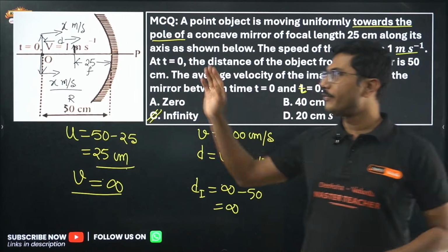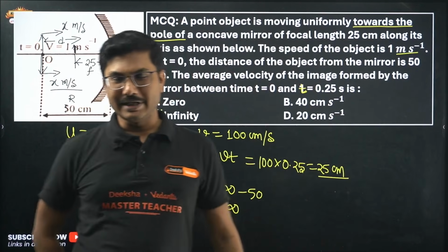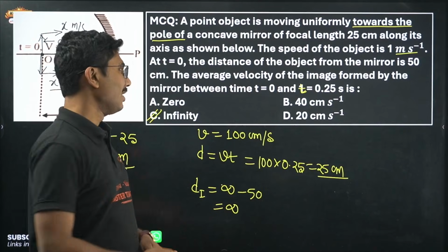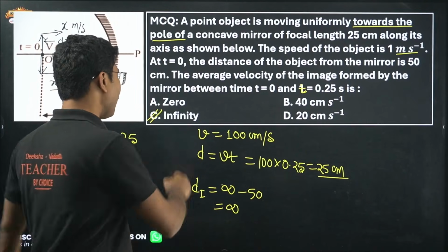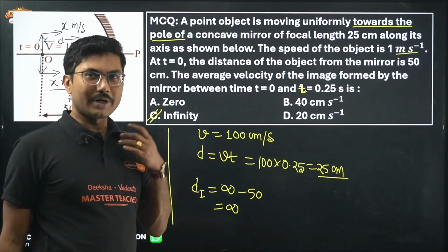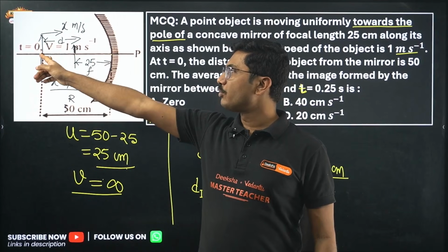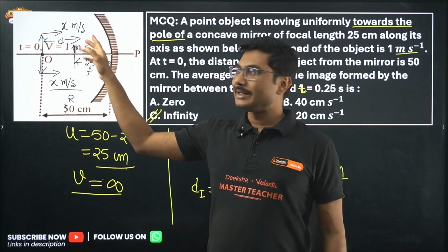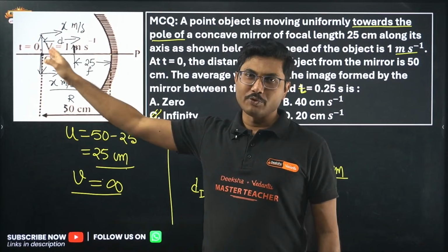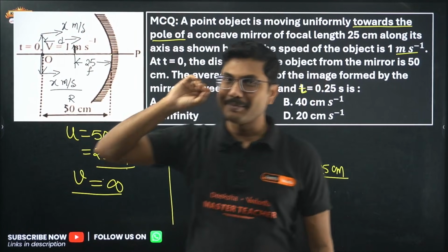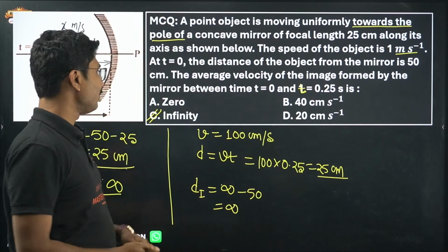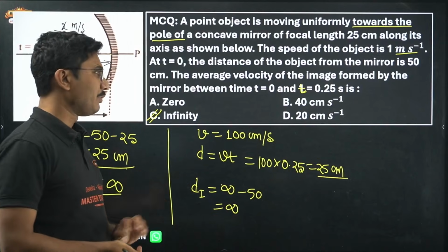Suddenly from 2F it moves to infinity. That's why its speed is infinity. Very interesting question. You don't need to do a lot of mathematics over here, but if you understand that the displacement of the object is 25 centimeter, that means it moved from 2F to F, and the image moved from 2F to infinity. That is the main logic of this question. So the speed of the image will be infinity.